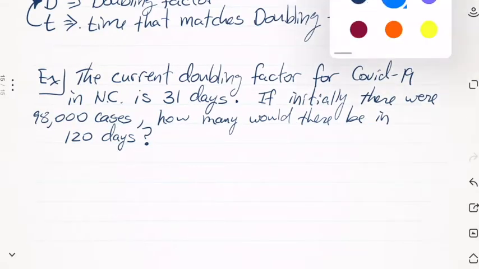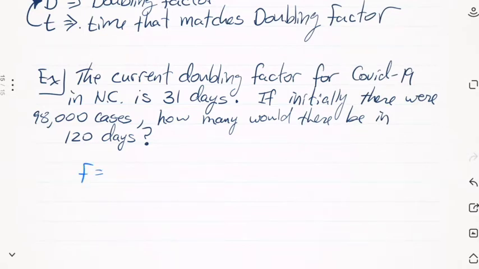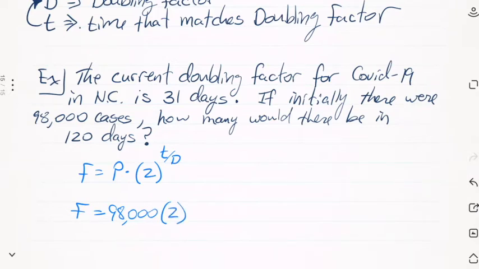All right, so we start off with our formula, and I highly suggest you always write the formula first and then substitute stuff into it. So, do I know the future value? And the answer is no, I'm looking for that. Do I know the present value? Well, 98,000 cases. 2 never changes because we're talking about a doubling factor. So make sure you see this word in there before you use this formula.